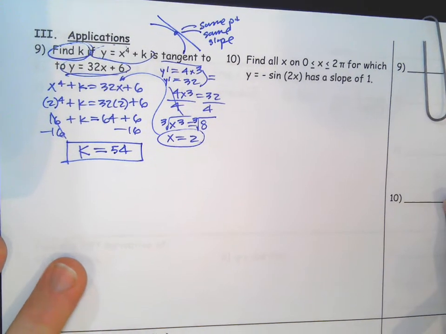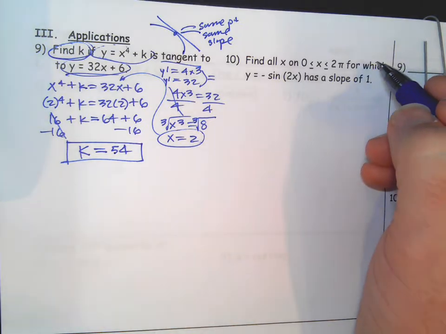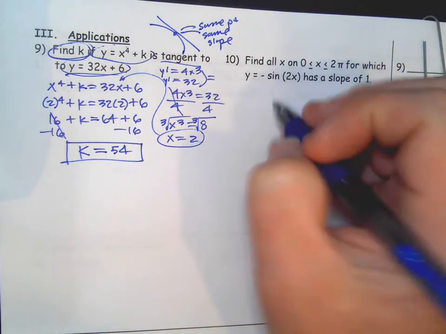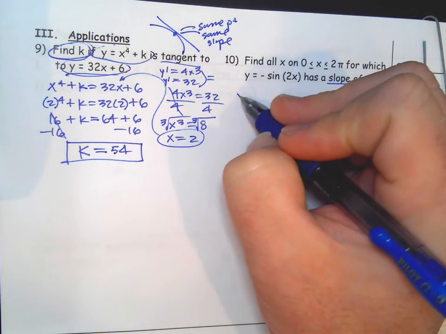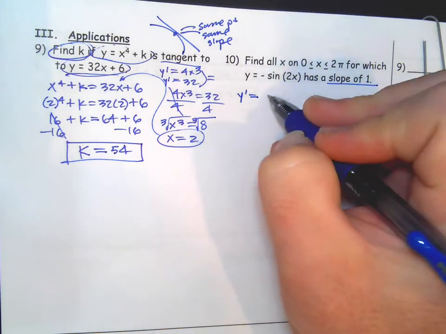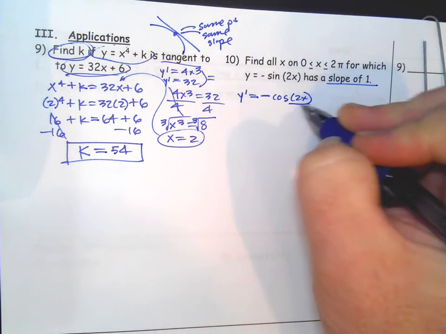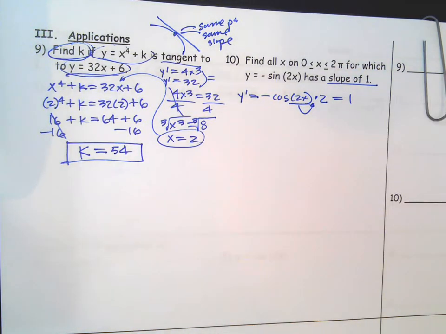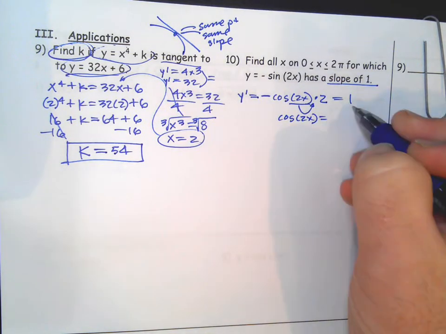10. Find all x on 0 to pi for which this has a slope of 1. So I think like on the test it might have been the horizontal slope or slope of 0. We could do it for anything. So slope equals 1. Got to find derivative. Derivative of sine is cosine. And there's a negative. Leave the inside the same. Don't forget the chain rule. Times derivative of what's inside. And then we're going to set it equal to 1.